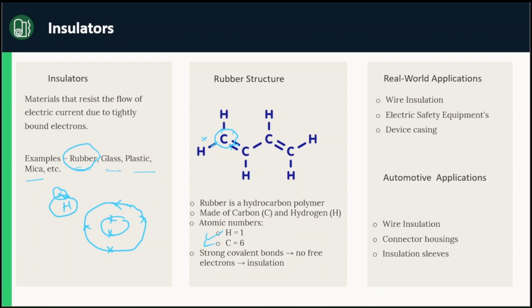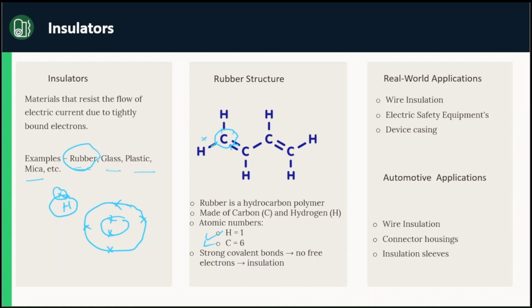Safety equipment means we are using some gloves, some safety shoes, and all those things. Some devices we are creating, and we are creating a casing for the device so that electrons will not flow outside. Similarly, in automotive applications, we are using it for wire insulation, connectors, housing connectors. You might have seen two wires connected to each other, two cable harnesses connected to each other. A lot of connectors are like that, we will learn it later. And insulation sleeves, we are using insulators.